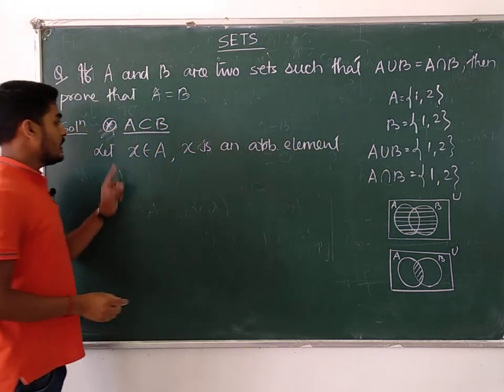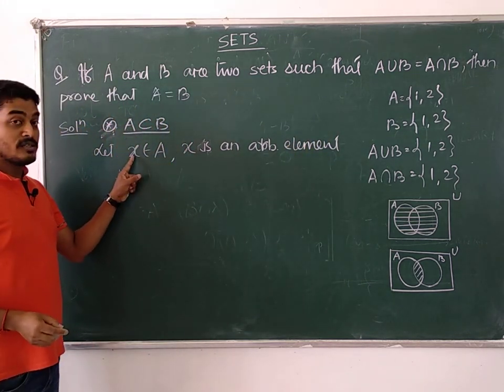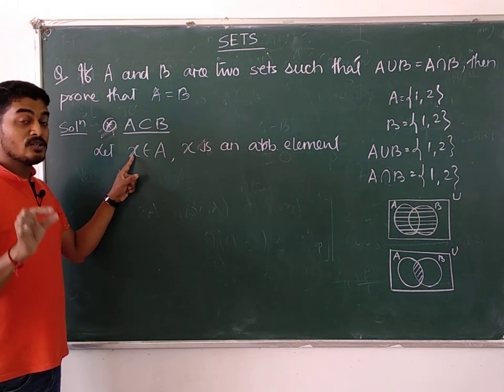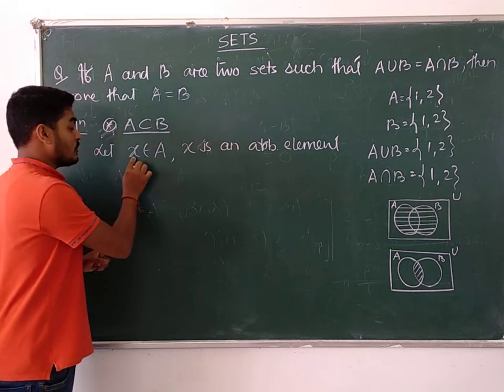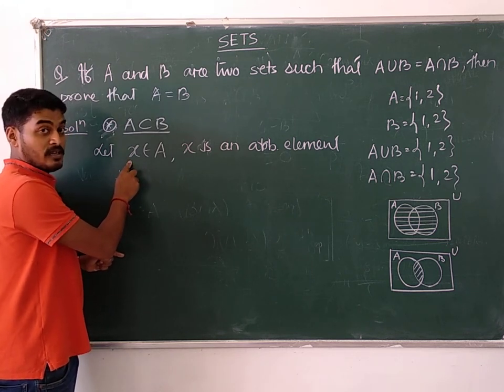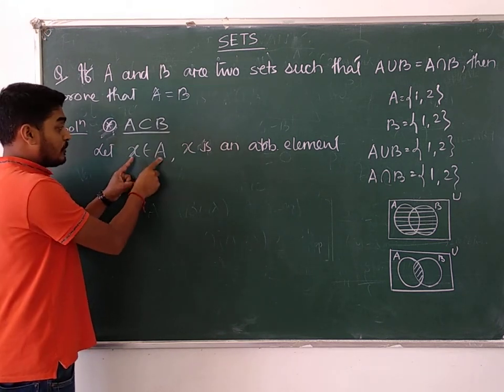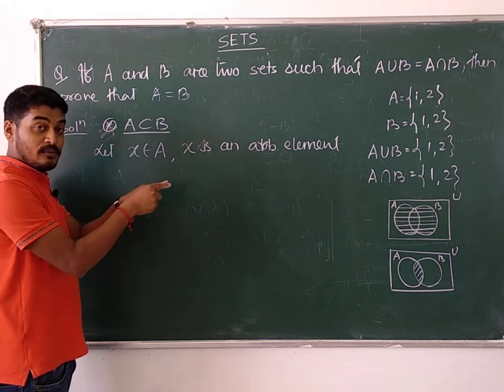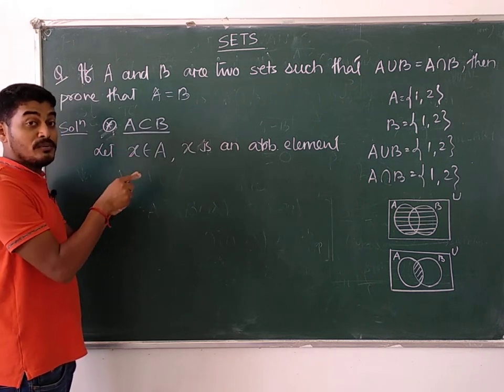Arbitrary means what? X does not have any specific value. In place of X you can consider any number. Anything you can consider in place of X. But what you have to prove? X should belong to B.